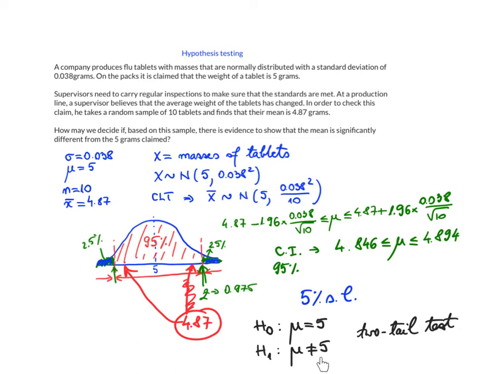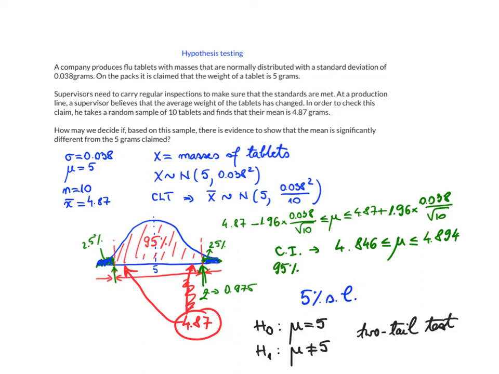We have also an alternative hypothesis, H1, which is the opposite of the null hypothesis. It can sometimes be mu not equal to 5, which gives you a two-tailed test, or mu smaller than 5, or mu bigger than 5. It depends on the context. Now we just work with a two-tailed test. This alternative hypothesis challenges the status quo, and is generally the hypothesis that is believed or needs to be proven to be true by the researcher.